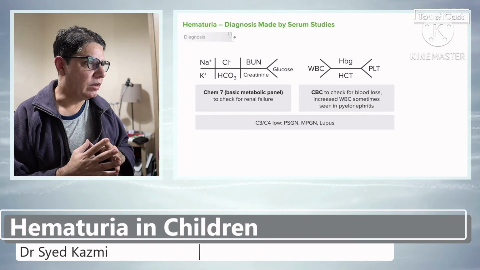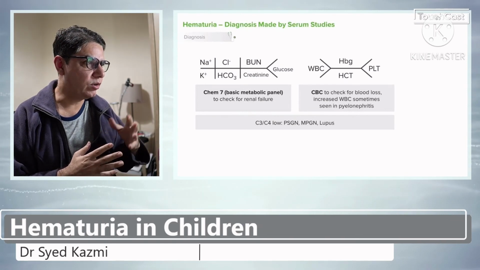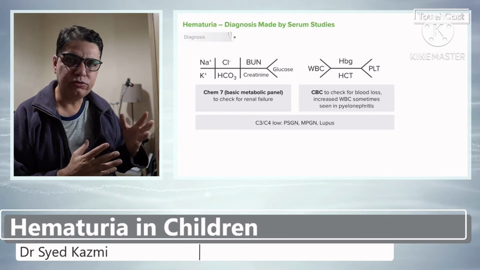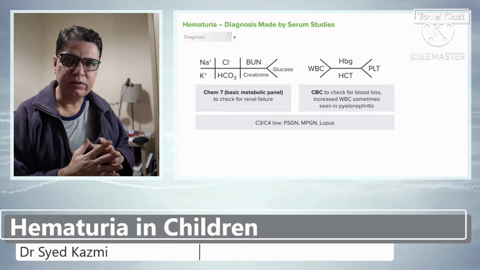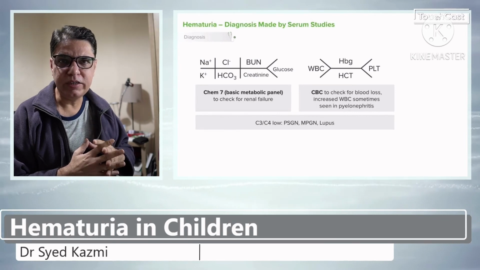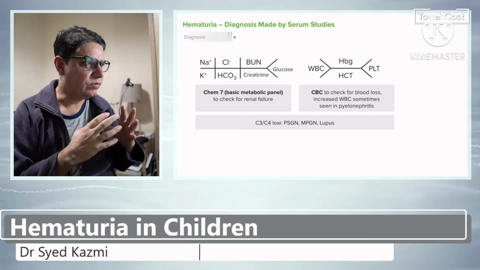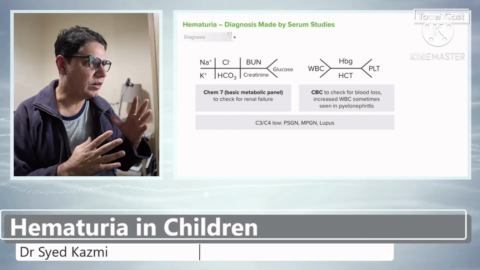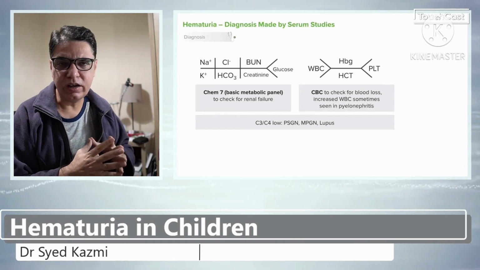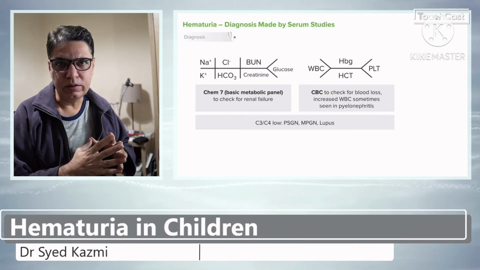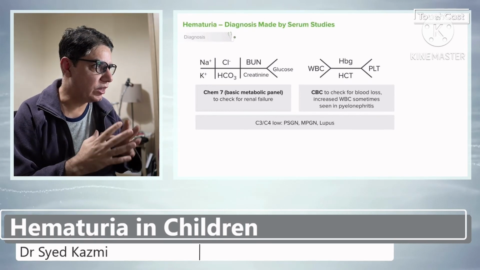The chemistry 7, which is known as a basic metabolic panel, looks at your electrolytes, blood urea nitrogen, blood glucose level and creatinine levels, as well as the bicarbonate and chloride levels. It can give you an idea whether there are associated features of acute or chronic renal failure or not. Because if the blood urea nitrogen is high and the creatinine is high, you can imagine that there might be some form of acute kidney injury as well.